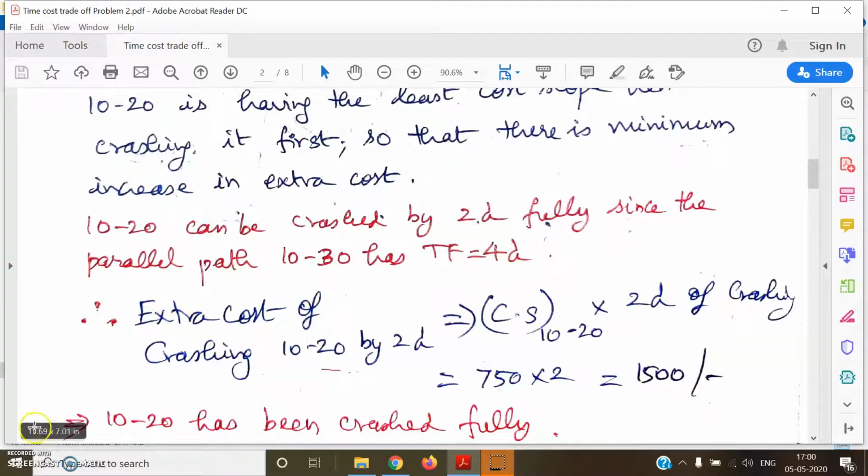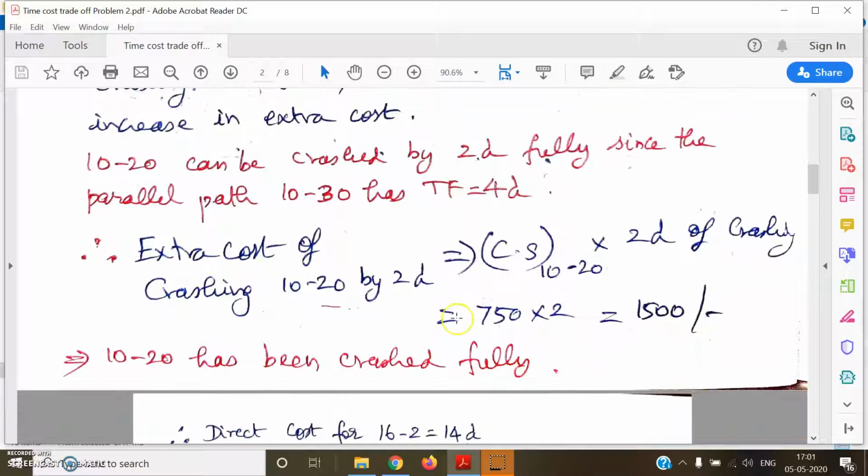days. Now for this crashing process, what is the extra cost incurred? The extra cost incurred for this crashing is going to be cost slope of that activity multiplied by the number of days of crashing. Cost slope multiplied by number of days of crashing is going to be the extra cost incurred. So if you see, cost slope of 10:20 was 750 multiplied by 2 days. Why are we multiplying this cost slope with 2 days? Because cost slope unit is so many rupees per day. So if I multiply it by number of days, I will get the extra cost in rupees. So the extra cost of crashing 10:20 by 2 days is working out to be 1500 rupees.